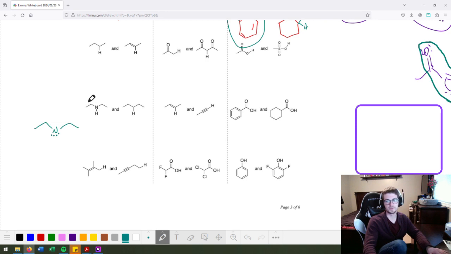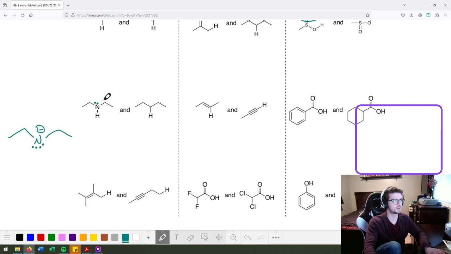Okay, so deprotonate the nitrogen, which has a lone pair that they didn't draw, and we get this negatively charged nitrogen. So this is the conjugate base of that secondary amine. Secondary meaning just that it's attached to two carbon groups. So two carbon groups and one hydrogen makes it a secondary amine.